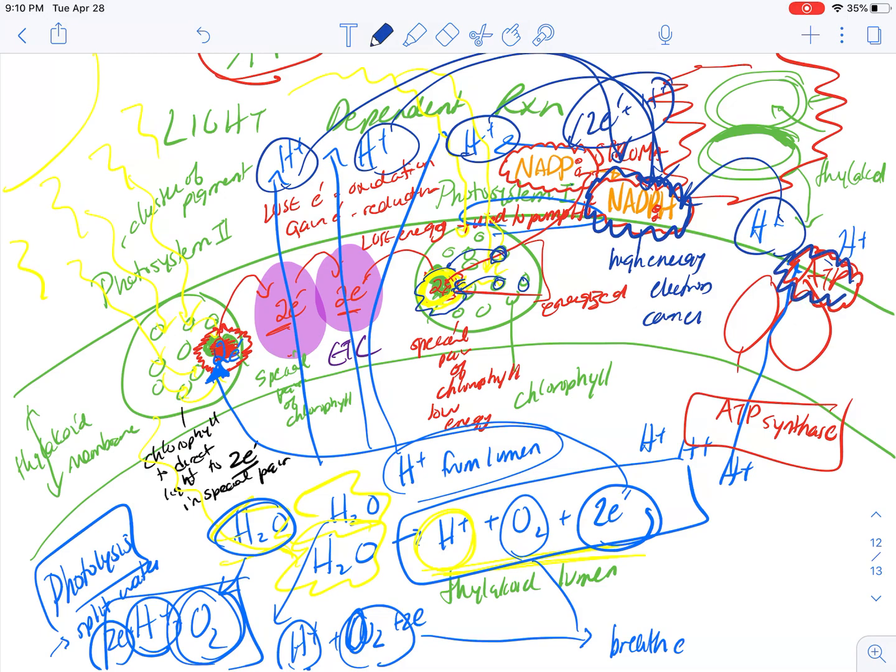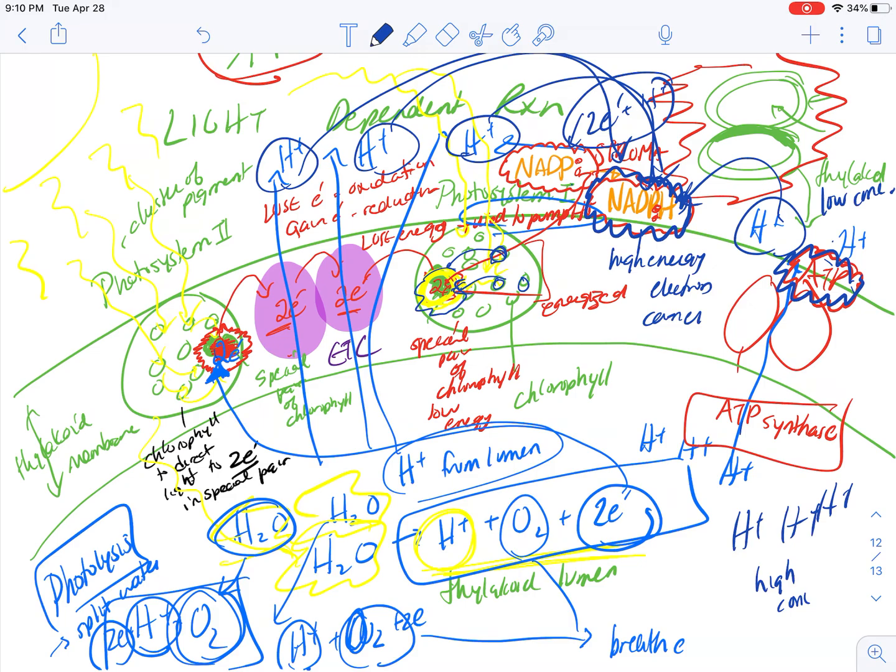So now I produce 2 high energy things, ATP and NADPH. Remember, this ATP was produced because I have all this hydrogen in the lumen that moved down the concentration gradient from high concentration to low concentration to make ATP. And there you have it. That's the light-dependent reaction. Remember, this whole reaction is dependent on light.